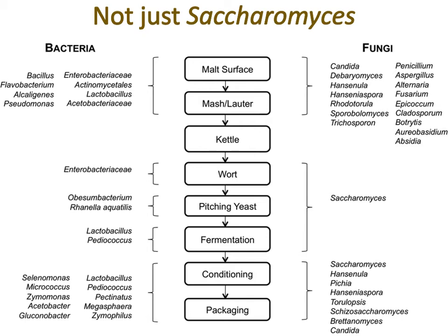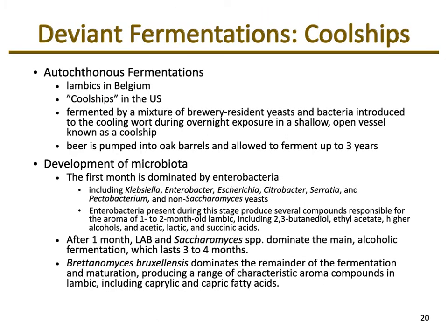So not all beer is a simple one organism undergoing fermentation. And as we've seen, different organisms are going to be able to ferment and produce different compounds beyond just ethanol and carbon dioxide. So there are some deviant fermentations, deviating from the conventional fermentation method that some of the larger commercial breweries would use. One of those, and I've talked about these, is the cool ship.